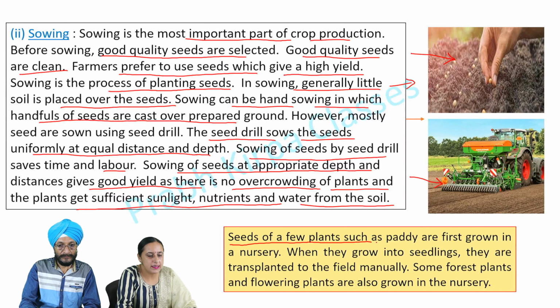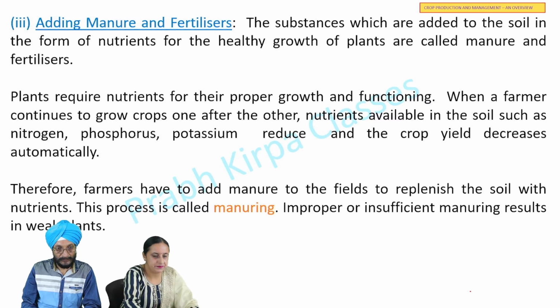Now, an important point with regard to sowing of seeds. Seeds of a few plants such as paddy are first grown in a nursery. When they grow into seedlings, they are transplanted to the field manually. Some forest plants or flowering plants are also grown in the nursery.